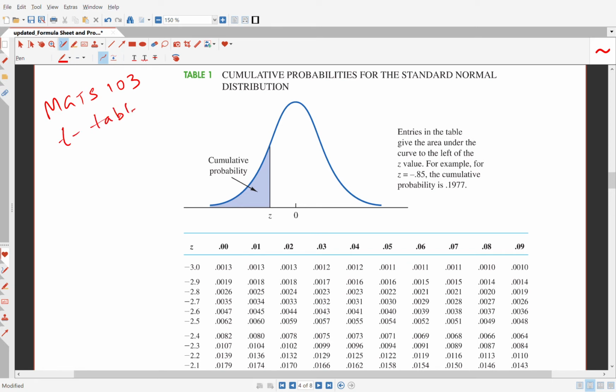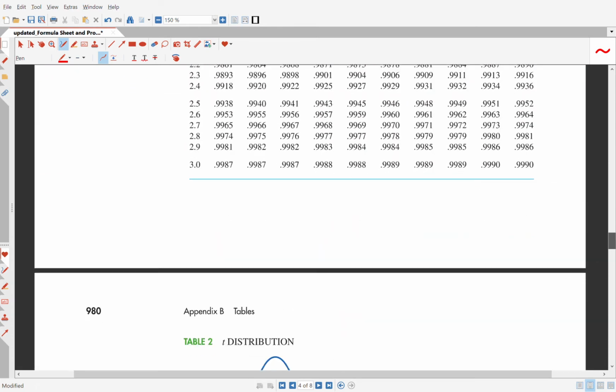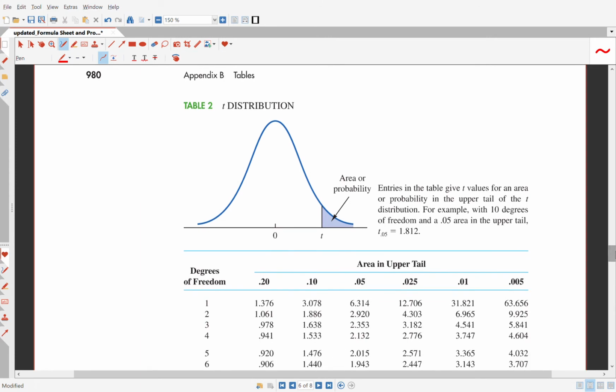As you will see in chapter 8 and chapter 9, and if you've seen the slides, we have to use the t-table for some of the questions. And in this video, as I said, I just want to focus on how to look up the t-table. So the t-table you will see is the one that follows immediately after the z-table. So let's keep going down, and here is the t-table.